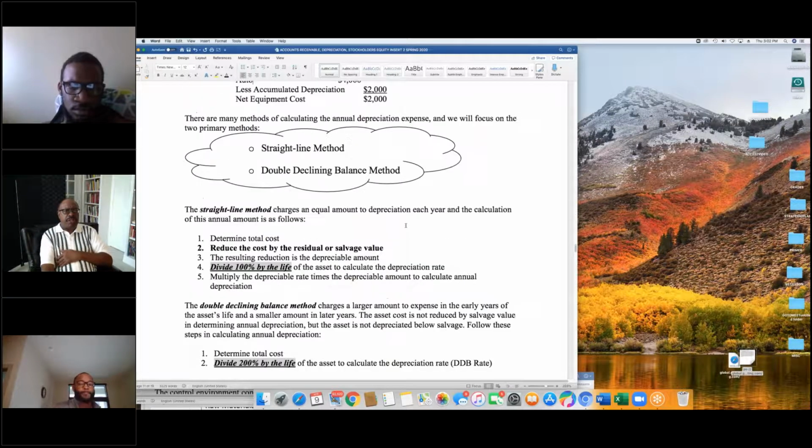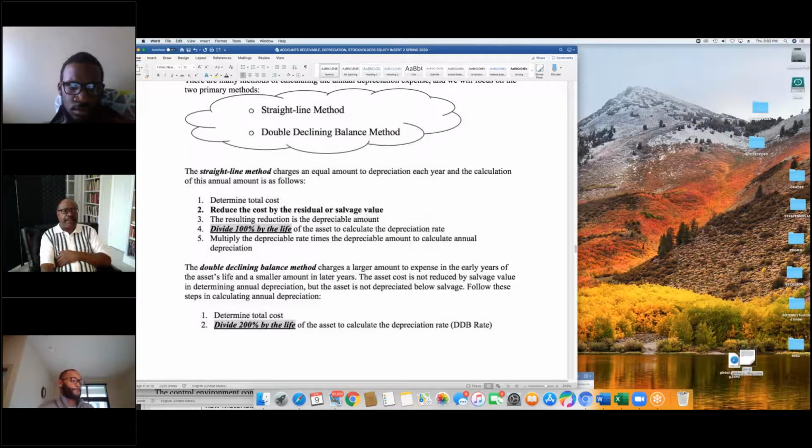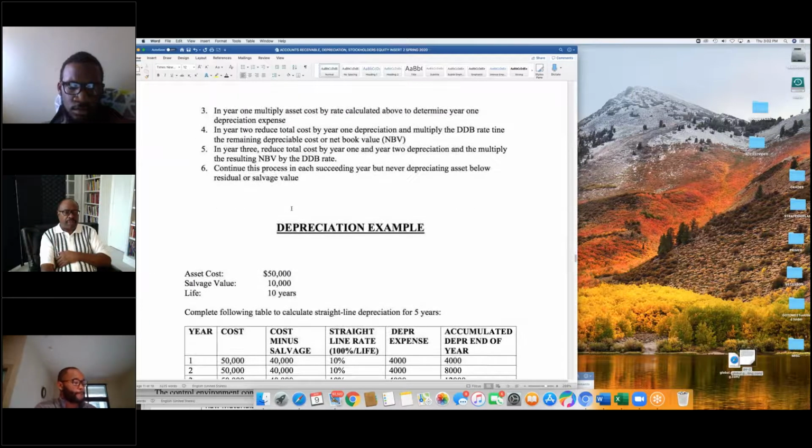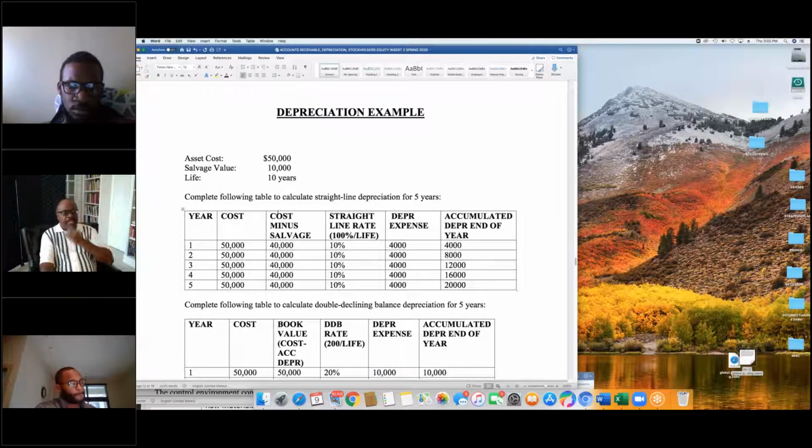Then we're just using 2 methods, straight line and double declining balance. Let's just look at it through example. The asset costs 50,000, salvage is 10, life is 10 years. Whenever you're doing straight line depreciation, we list the cost, we subtract out the salvage. So the cost minus the salvage is what we're going to depreciate. We come up with a straight line rate, and this rate is simply 100% divided by the life of the asset.